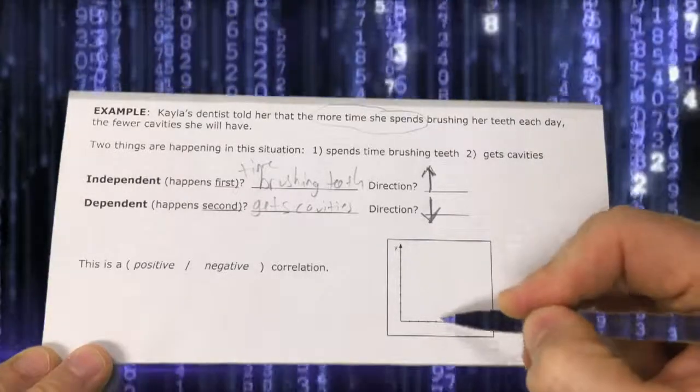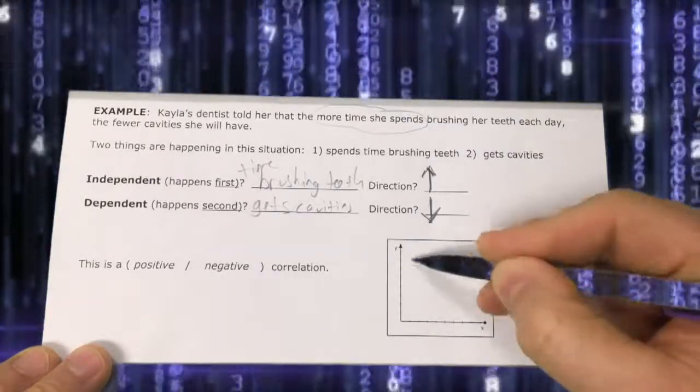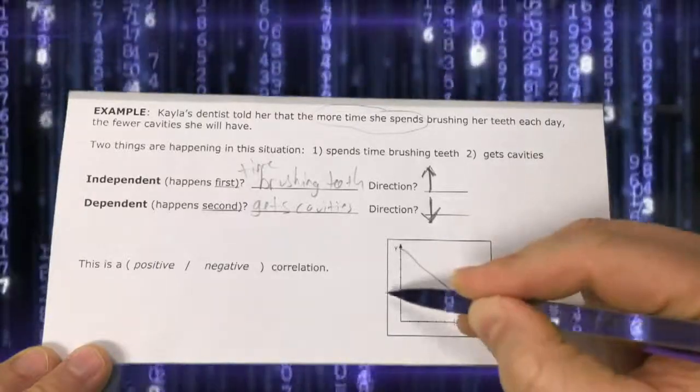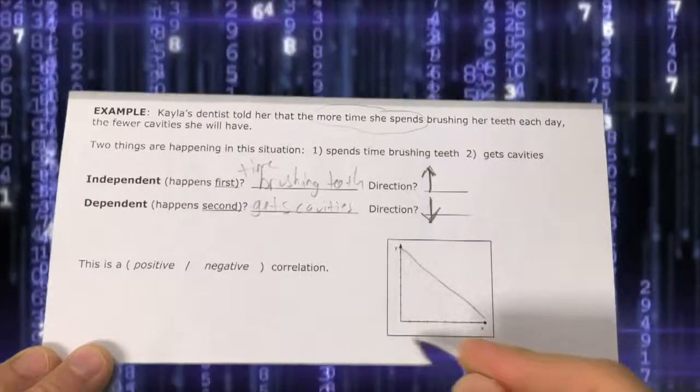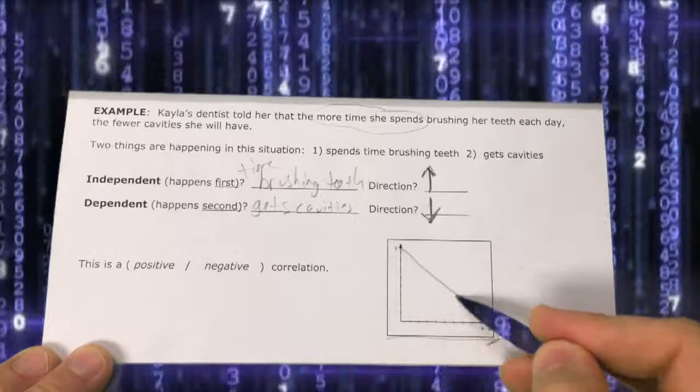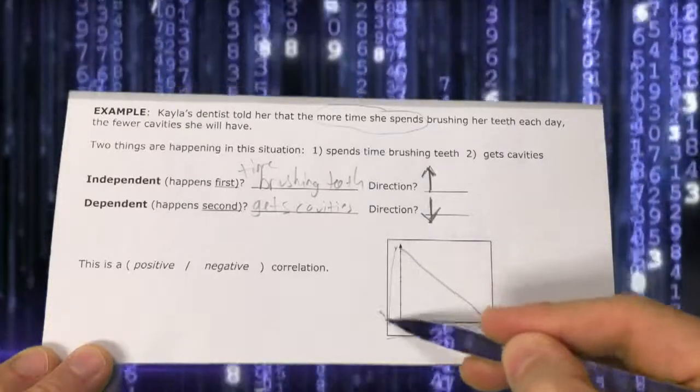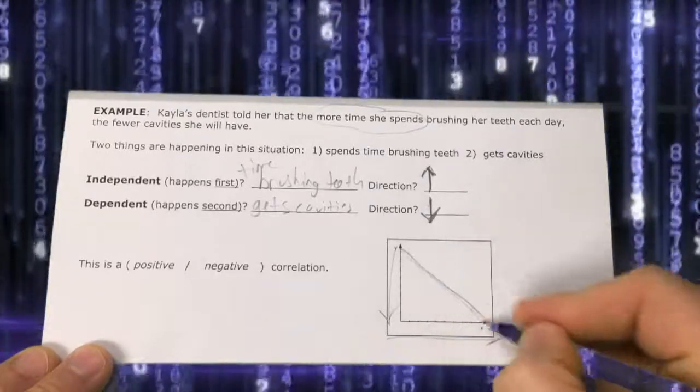Okay, as our x is getting bigger and bigger going this direction, the number of cavities she's getting is getting smaller. Okay, so it looks like that.